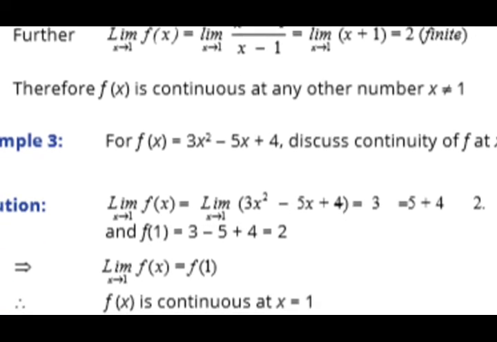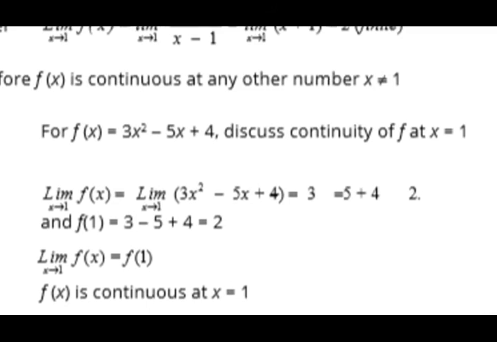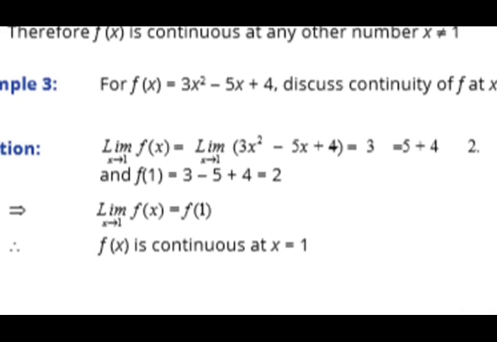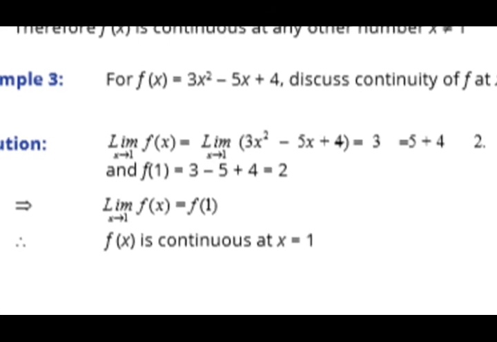F of x is equal to 3x squared minus 5x plus 4 at x equal to 1. We put 1 in the function, it gives 2. Therefore the function is continuous.